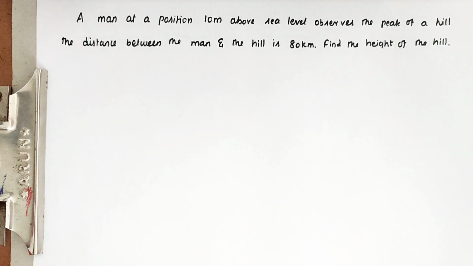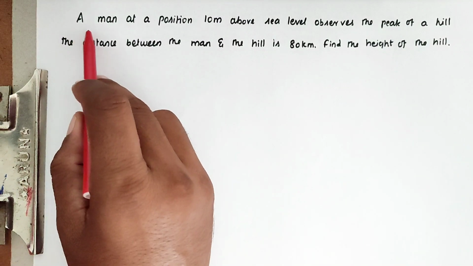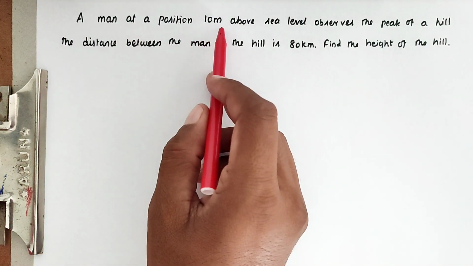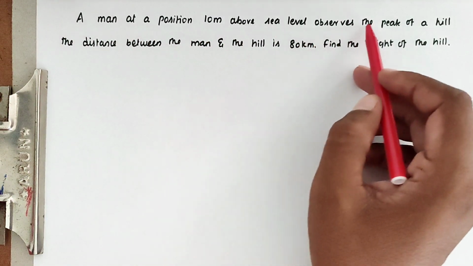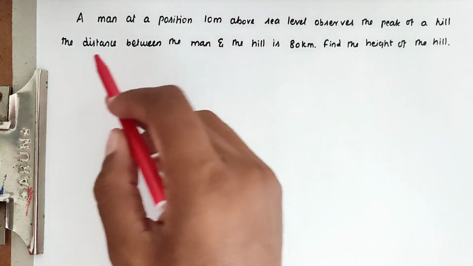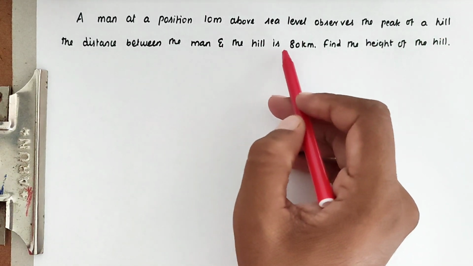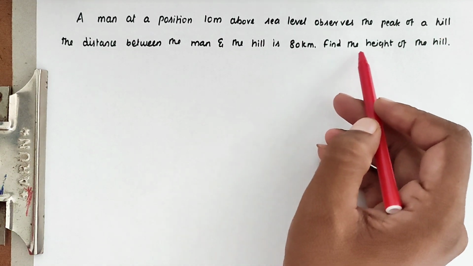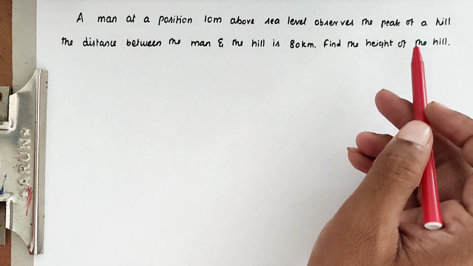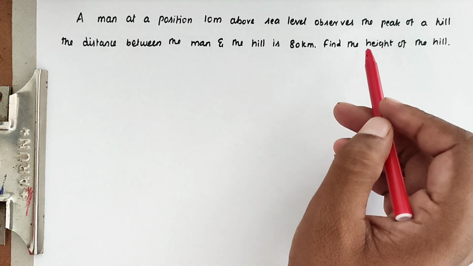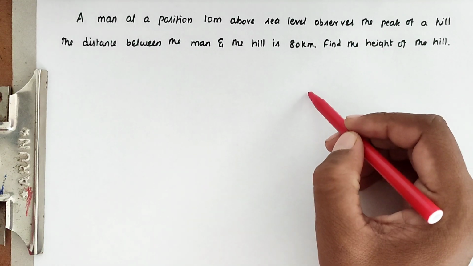Today we are going to see a problem related to surveying and leveling. The problem is: a man at a position 10 meters above sea level observes the peak of a hill. The distance between the man and the hill is 80 kilometers. Find the height of the hill. This comes under the visible horizon distance theory.